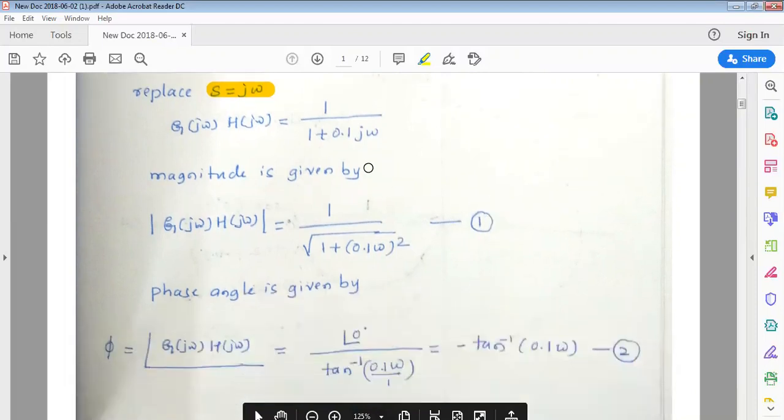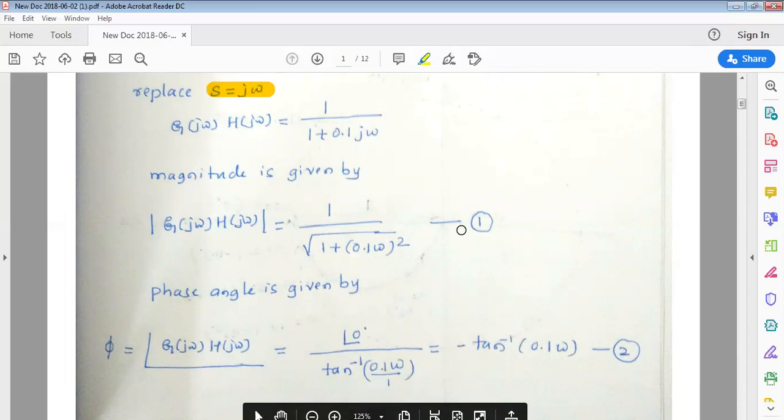Then the phase is given as phi equal to the angle of G(j omega)H(j omega). The angle of the numerator is 0 degrees, since the imaginary part is 0. For the denominator, the angle is tan inverse of the imaginary part by the real part, that is, tan inverse of 0.1 omega by 1. Since the term is in the denominator, it becomes negative. Therefore, phi equals minus tan inverse of 0.1 omega. Call this equation number 2.